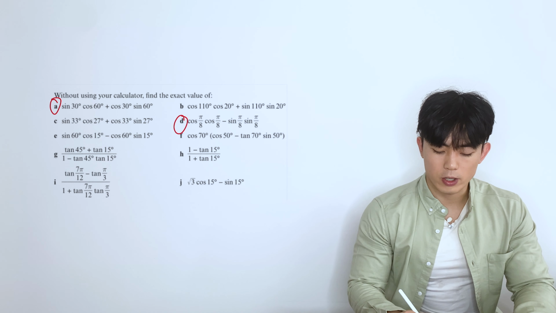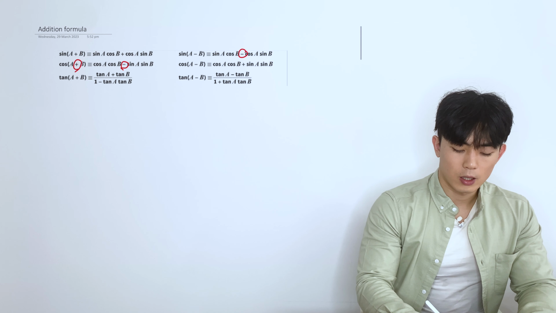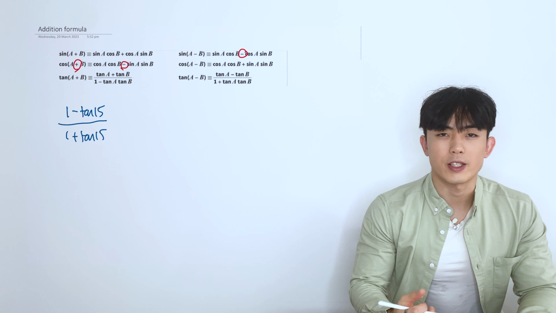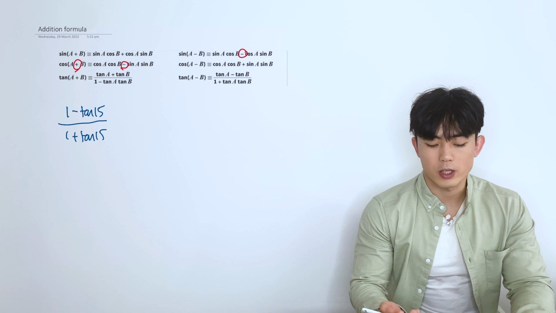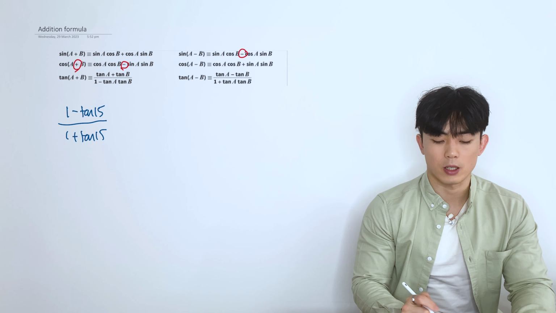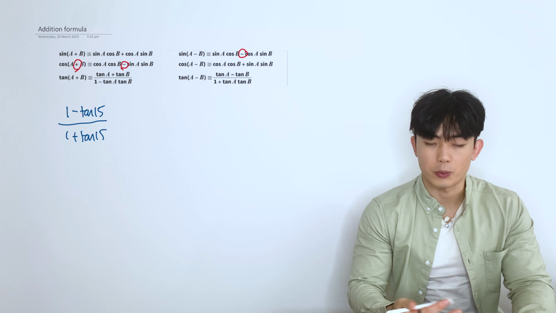So maybe let's try question H, 1 minus tan 15 over 1 plus tan 15. At first glance, it doesn't seem to be any of these, right? But it's going to be most similar to the tan ones. But yet it's still slightly different because we need 2 tan terms in the numerator. We've only got 1. And we also need 2 tan terms in the denominator. And once again, we only have 1.